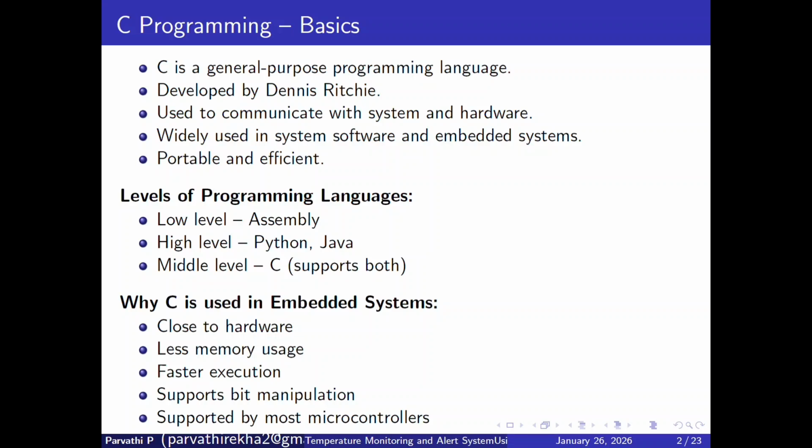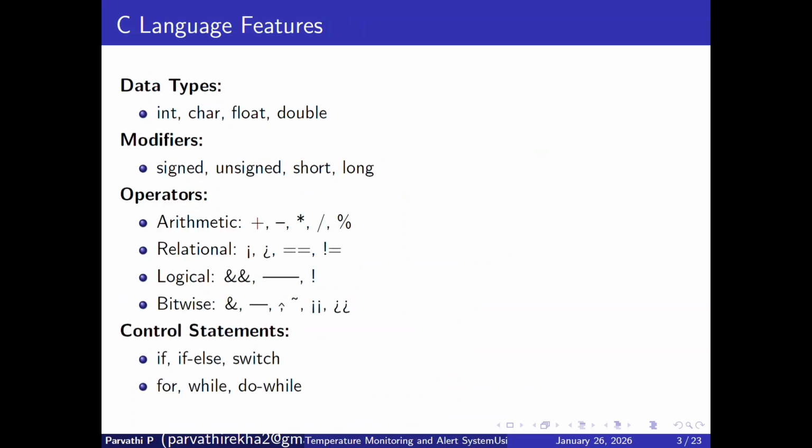We also learned about the features of C programming. We learned about data types, such as int, char, float, and double. Int is used to represent whole numbers, and char is used to represent characters. Float and double are used to represent decimal or fractional values, like temperature readings.